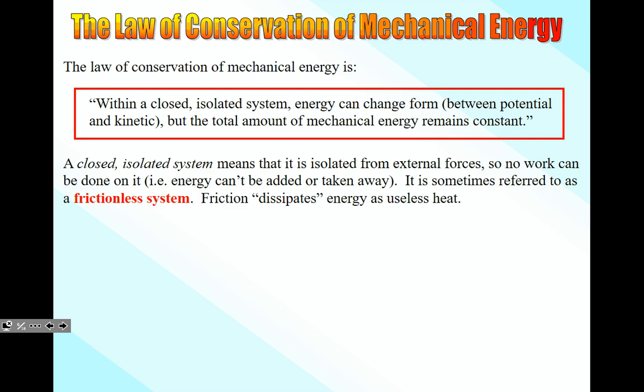A closed isolated system, recall, means that it is isolated from external forces, so no work can be done on it. Energy can't be added or taken away. It is sometimes referred to as a frictionless system, which you know is not real life.